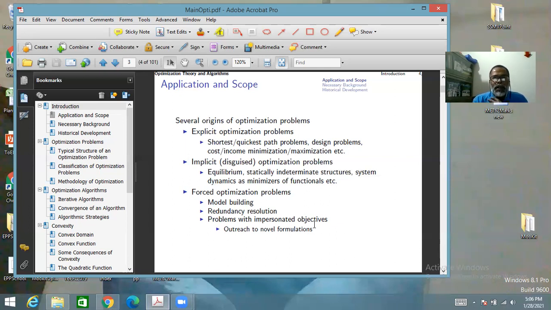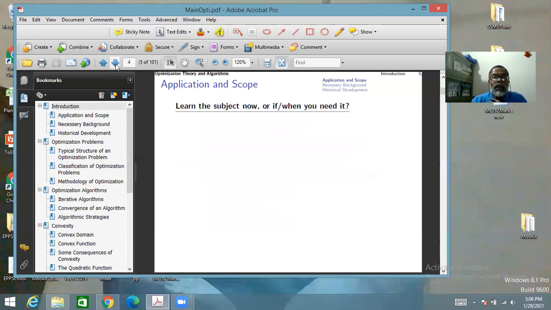So there are several kinds of problems, several ways in which optimization problems crop up in science and engineering. Now, after all, optimization methods are tools. So the question arises, when to learn this subject? Now only, or if you need it?